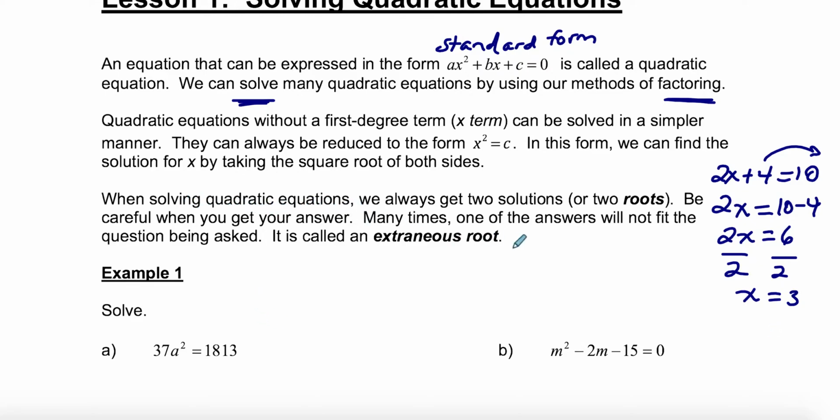When we solve quadratic equations, we always get two solutions. Sometimes teachers call those roots, sometimes teachers call those zeros. But we're going to get two solutions. Be careful when you get your answer. Many times one of the answers will not fit the question being asked, and then it's called the extraneous root. If we're going to solve equations that are applied to a real-life problem, we might get two answers like -2 and +5 for time. Perhaps the -2 cannot be used because you can't have -2 seconds, for example.